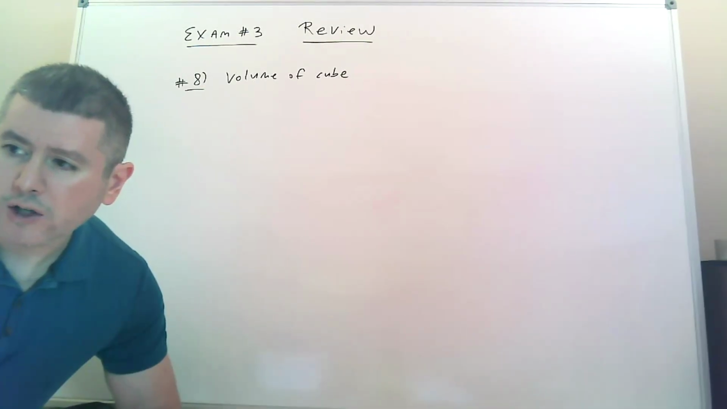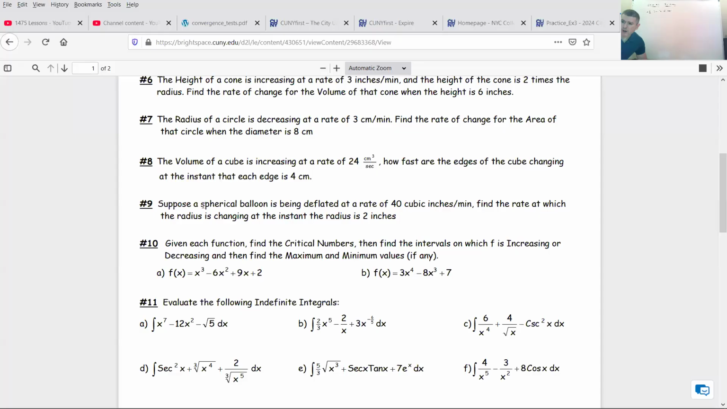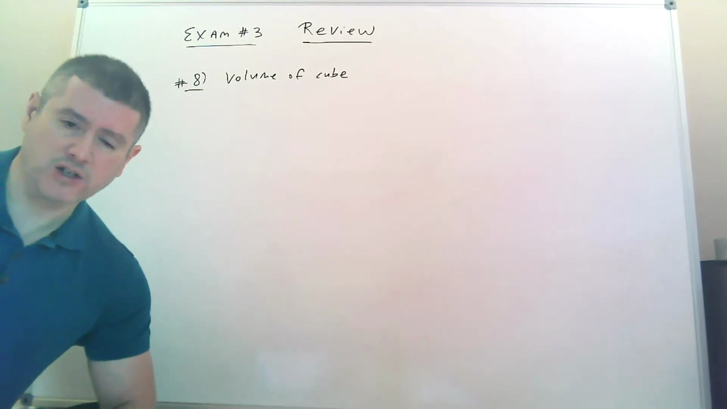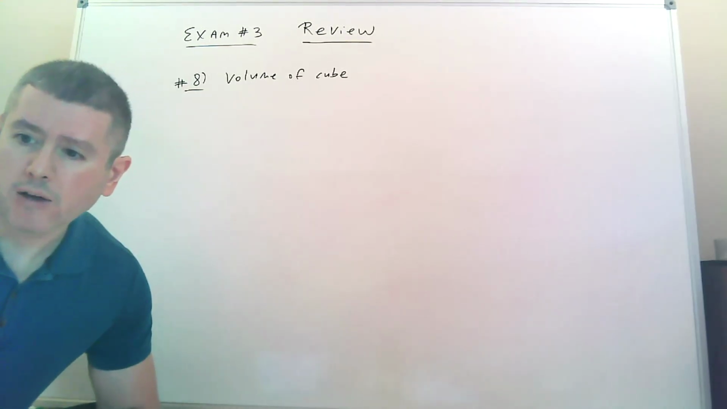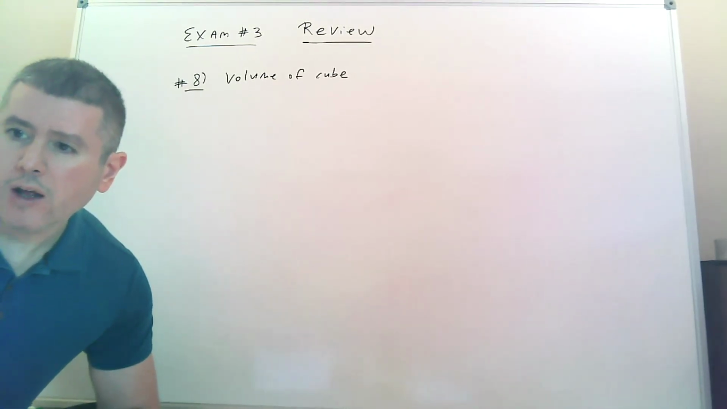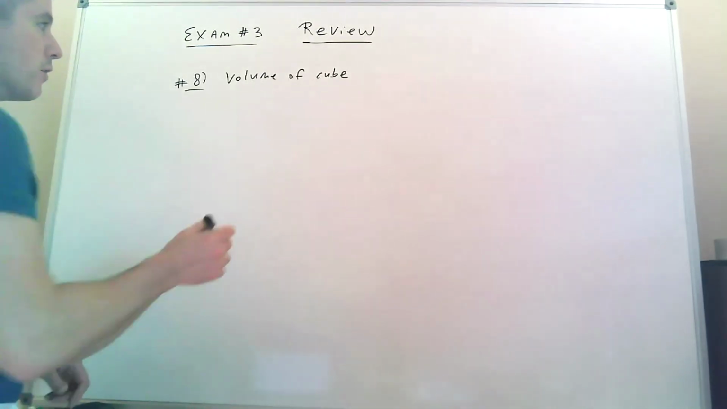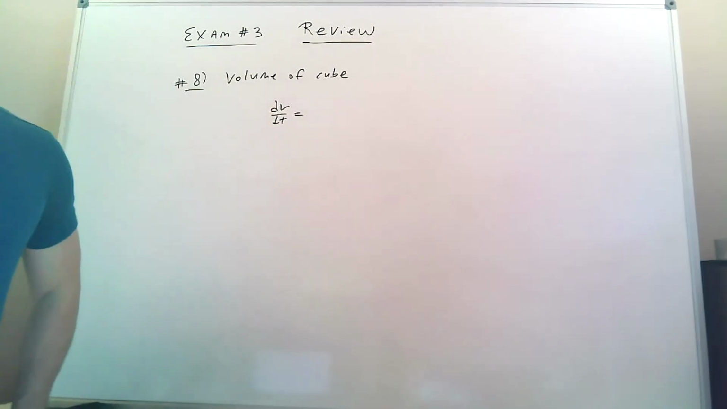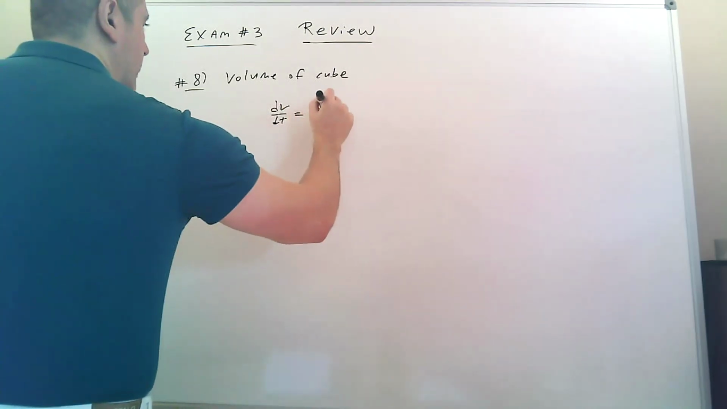Okay, so I'm going to share the screen quickly here so I'm looking at 8. The volume of a cube is increasing at a rate of 24. How fast are the edges or the sides of the cube changing at the moment that each edge or each side, I really should word that to say side. Edge sounds a little funky. Okay, so it says the volume is increasing at a rate of, right, that's dV. So they're telling you that the volume is increasing at a rate of 24. And again, don't worry about the units.